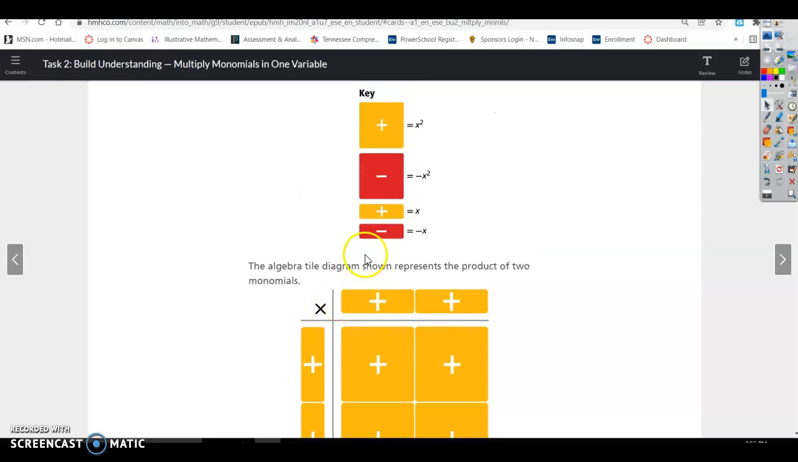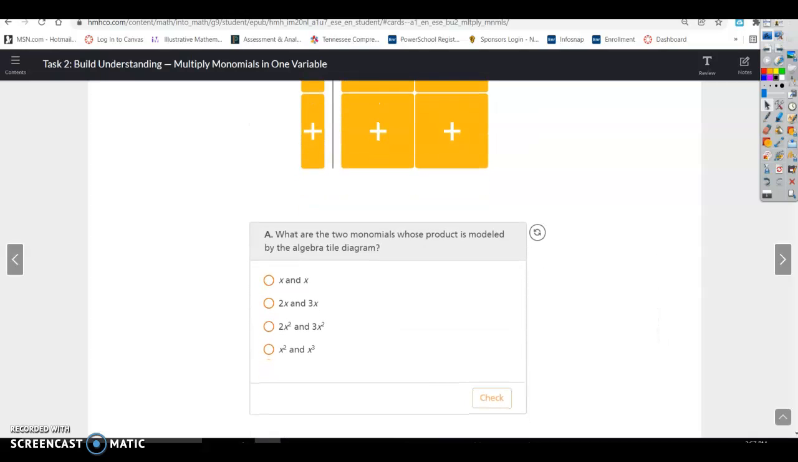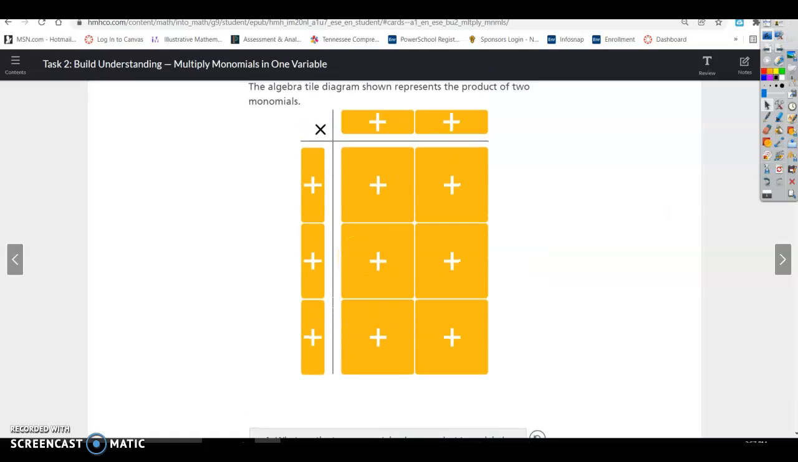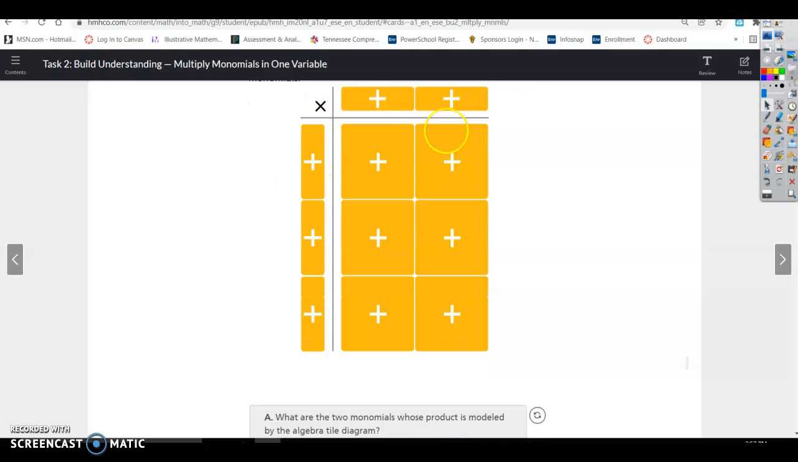So you can see these represent x. So 2x times 3x, and then x times x represents x squared. So that's where the x squared comes in, okay? All right, so it says, what are the 2 monomials whose product is modeled by the algebra tile diagram? So again, we've got 1, 2, 3 x's on the side and 2 x's on the top.